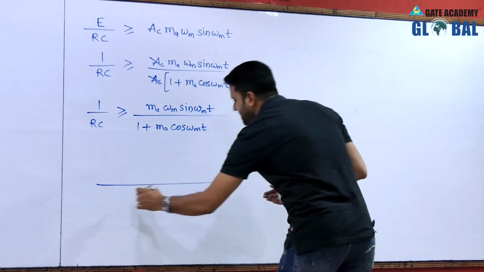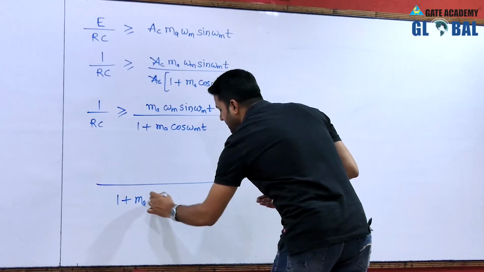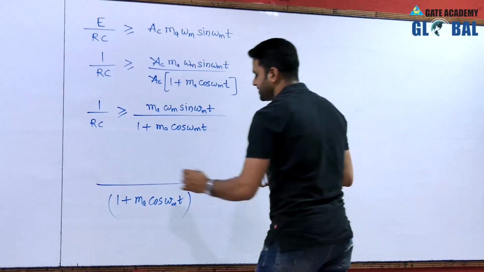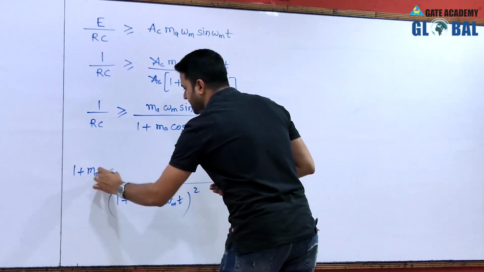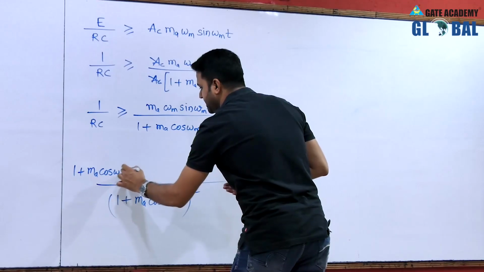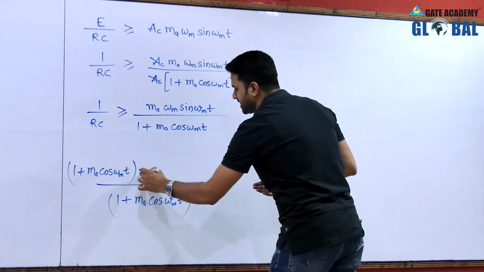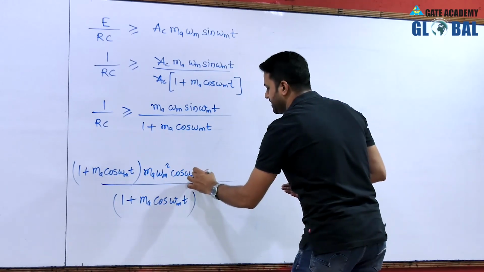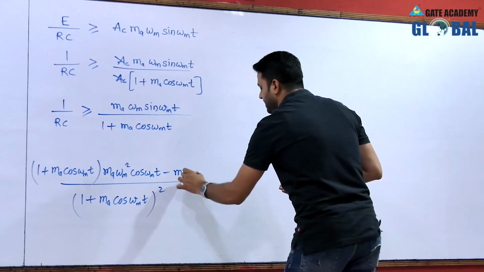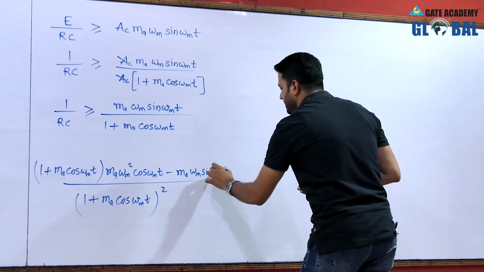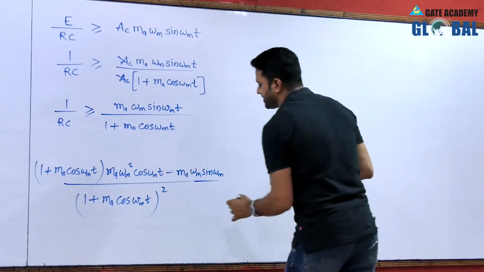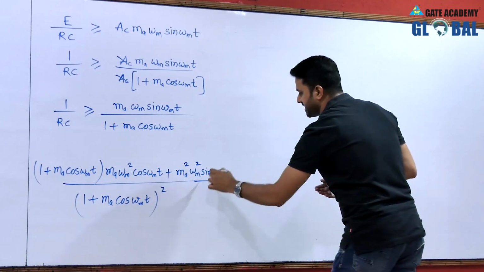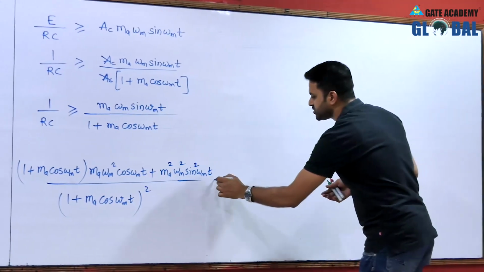So when we differentiate it, 1 plus MA cos omega mt whole square, this is 1 plus MA cos omega mt, and differentiation of this is MA omega m square cos omega mt minus MA omega m sin omega mt, and differentiation of this denominator, which is MA square omega square, and the differentiation of cos is minus sin, so sin square omega mt, and this should be equal to 0.